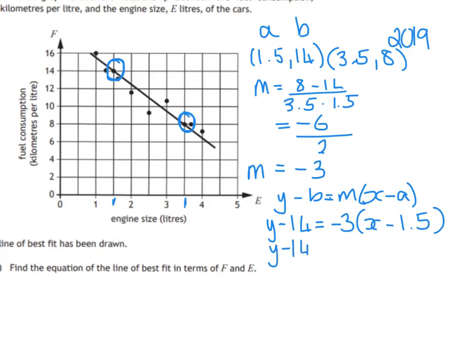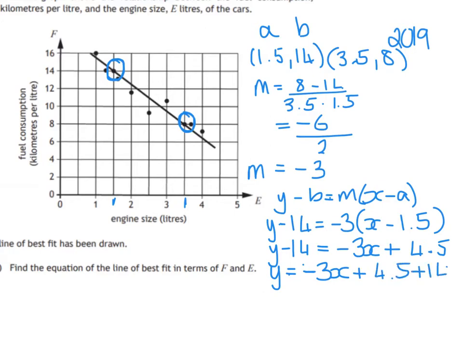Y minus 14 stays as is. We're going to expand that bracket by negative 3 times, and anything by negative 3 will reverse all your signs. So we have minus 3x, a negative times a negative turns into a plus. 3 times 1.5, if you can't do that easily mentally, 3 times £1.50 is £4.50, so 4.5. And then what we've still to do is move that minus 14 over, it will become plus 14. So we have y equals negative 3x plus 4.5 plus your 14 gives us negative 3x plus 18.5.